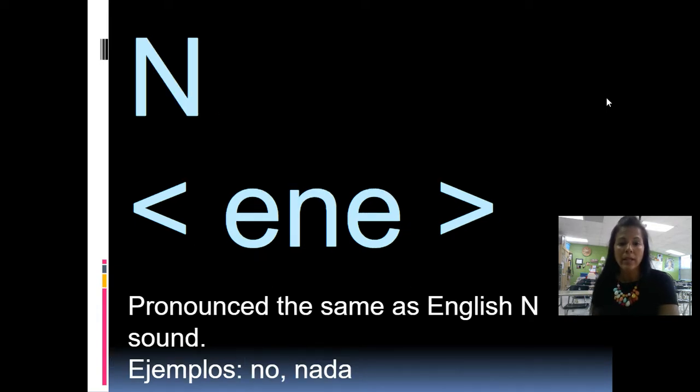The letter N is pronounced ene. Muy bien. Pronounced the same as the English N, and an example would be no or nada, which means nothing.